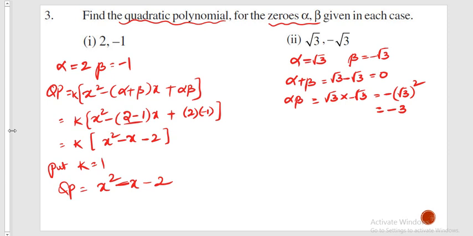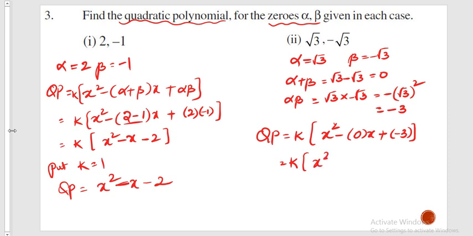So first of all you separately find out the sum of zeros and product of zeros, then substitute in the polynomial. So x square minus of alpha plus beta, which is 0, so 0 into x plus alpha into beta, which is minus 3. So it gives me k times of x square minus 3. To get it in proper order, put k is equal to 1. So the quadratic polynomial is x square minus 3.